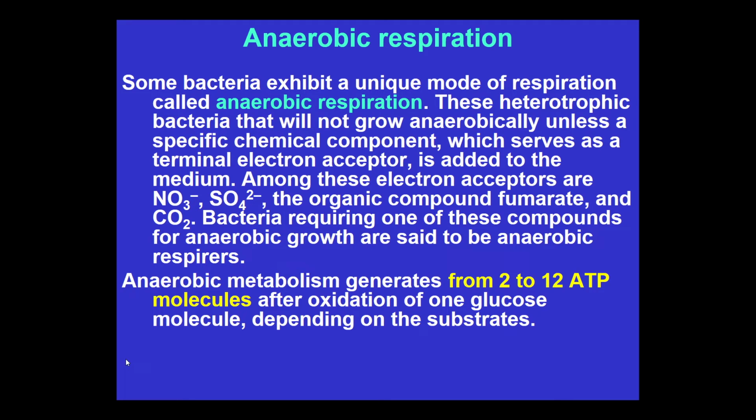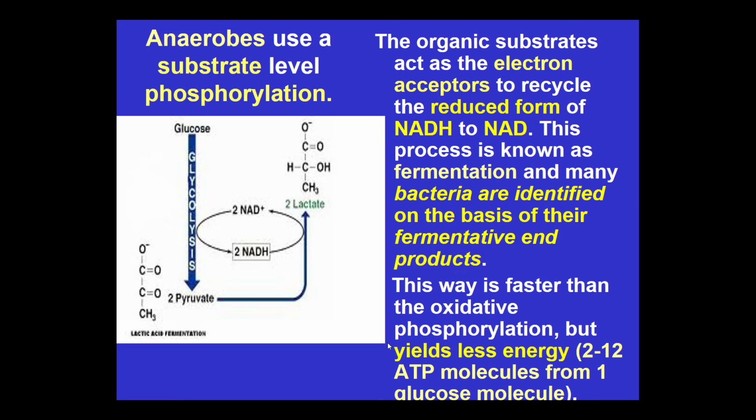Anaerobic metabolism generates from 2 to 12 ATP molecules depending on the particular cycle, because there are a lot of electron acceptors, so it depends on the cycle. Bacteria may use many cycles. But after the oxidation of one glucose molecule, from 2 to 12 ATPs are produced depending on the substrate.